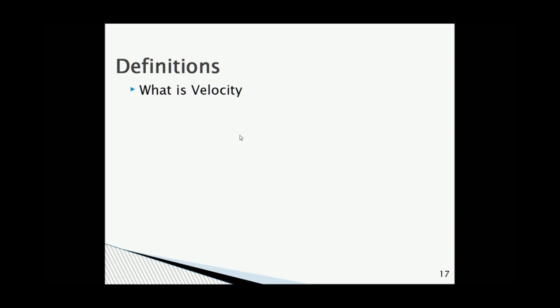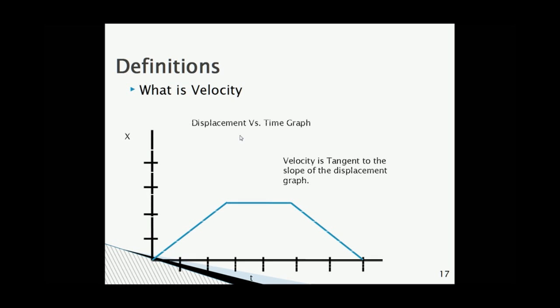Now let's look at velocity graphically. Here you have a displacement versus time graph. X on the vertical axis represents your displacement, and t on your horizontal axis represents time. Here you have a slope which represents a change in displacement. When you have a change in displacement, you have velocity. Velocity is a change in displacement.